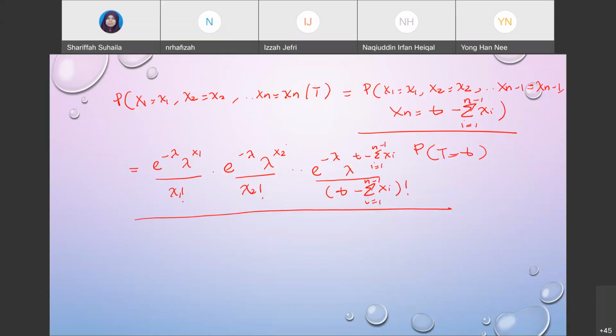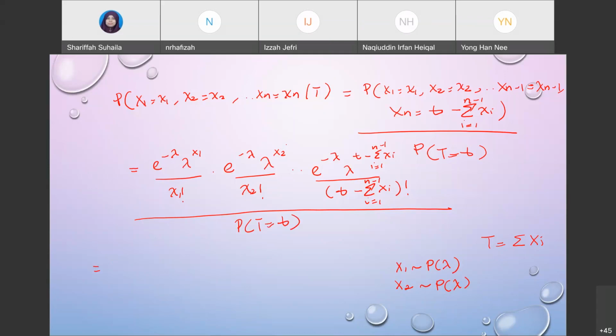Divide. Okay, sekarang kita nak dapatkan probability T equals to t. So T is equal to summation Xi. Okay, setiap satu tu X1 is Poisson lambda, X2 pun Poisson lambda, Xn pun kita ada Poisson lambda. Sekarang ni kalau let's say if you have T equals to summation Xi, saya tulis dulu probability T equals to t.